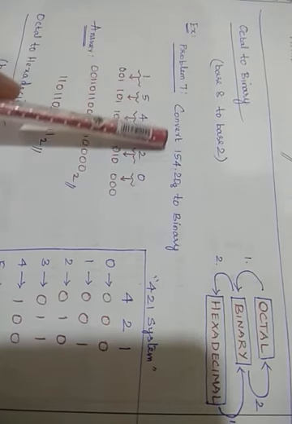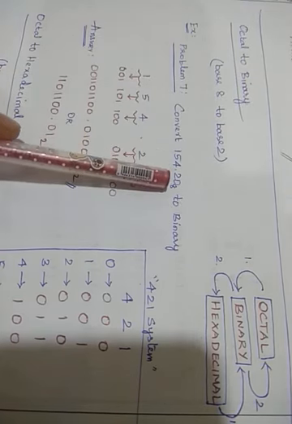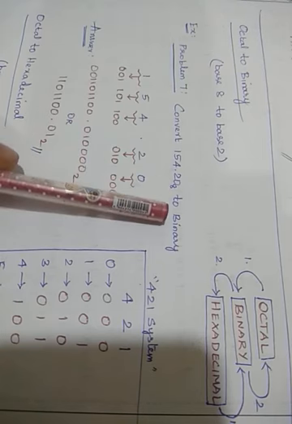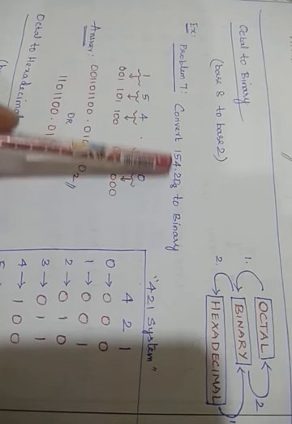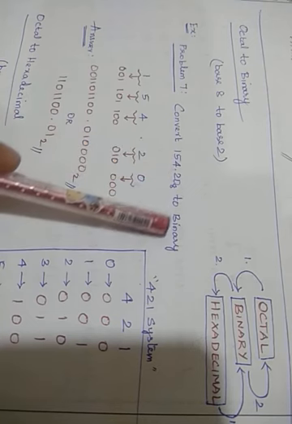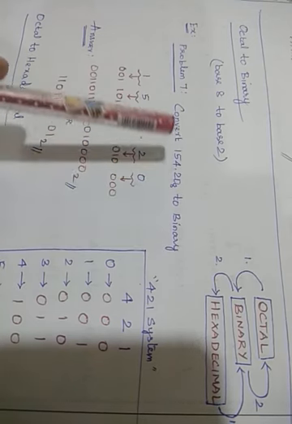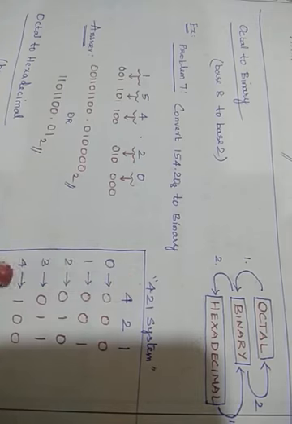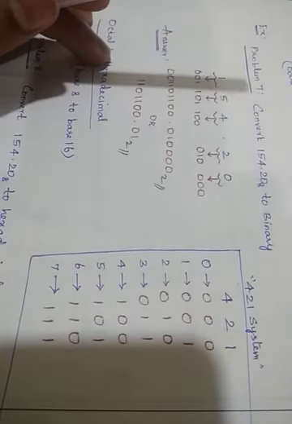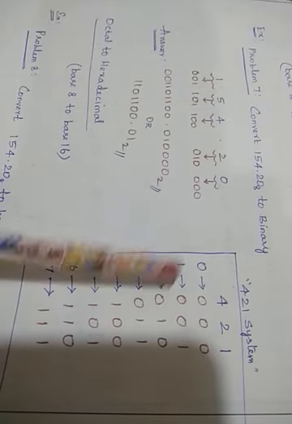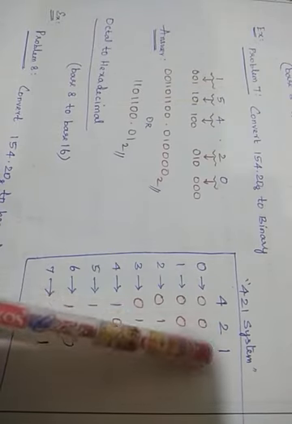We'll see the example problem. Convert 154.20 from base 8 to base 2, to binary. Which means here it is an octal number. We should convert this octal number into binary. For octal to binary, you should know this 4 2 1 system. For that conversion, you should know this 4 2 1 system. Remember this 4 2 1 system.